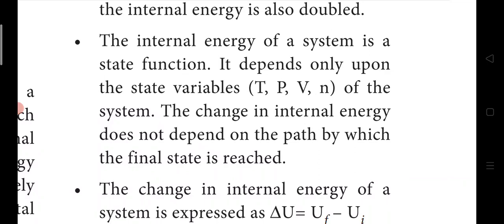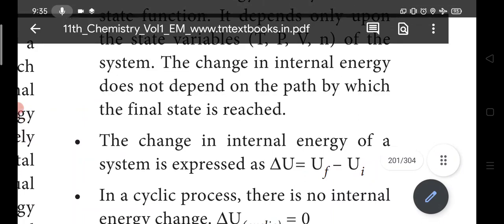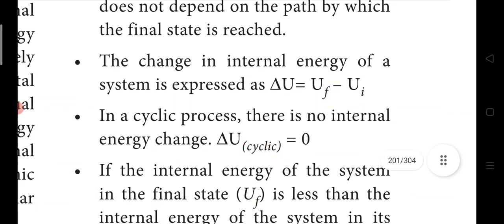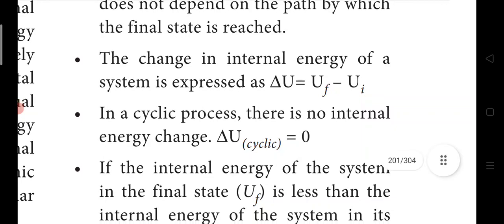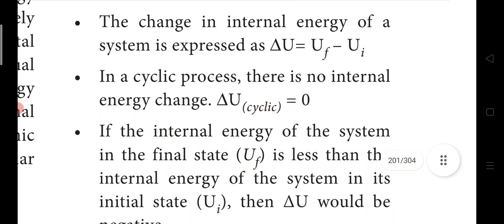It depends only upon the temperature, pressure, volume. So the change in internal energy does not depend on the path by which the final state is reached. And the change in internal energy of a system is expressed as delta U is equal to the internal energy of the final state minus the internal energy of the initial state. In a cyclic process, there is no internal energy exchange at all. So for a cyclic process, delta U will always be 0.